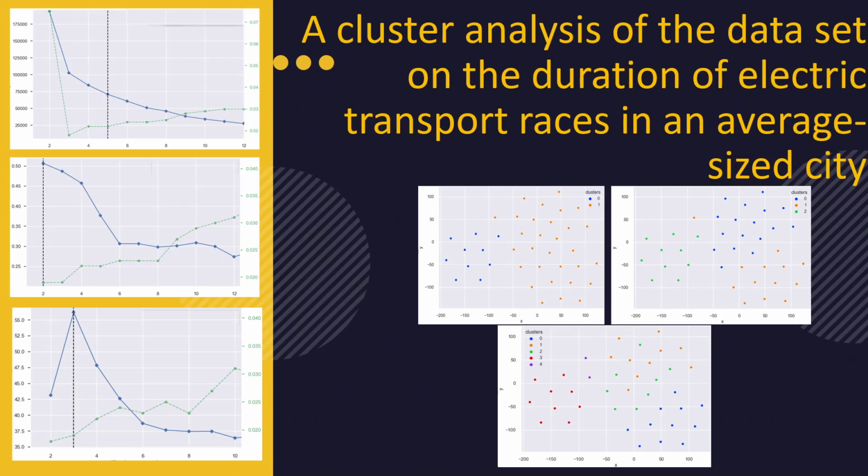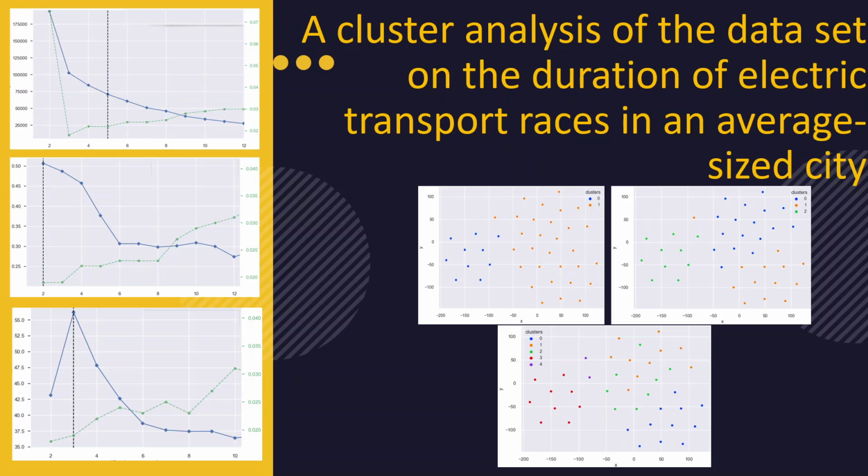A cluster analysis of the data set of the duration of electric transport trips in a medium-sized city is followed. We are using the K-means clustering method due to its feature of necessary exact distribution of data between clusters. It should be noted that there are several options for selecting the optimal value of the number of clusters K, among which the elbow method, the silhouette method, and the Calinski-Harabasz index are most often used.